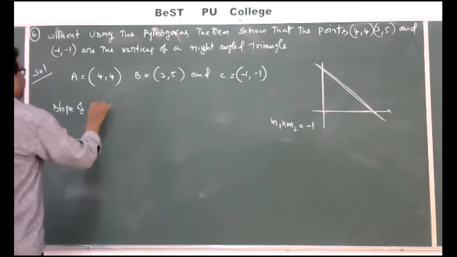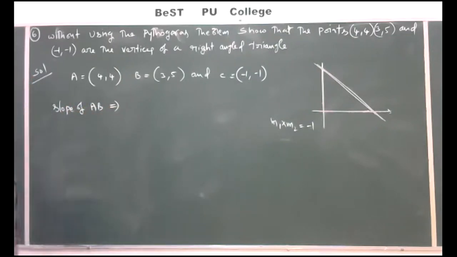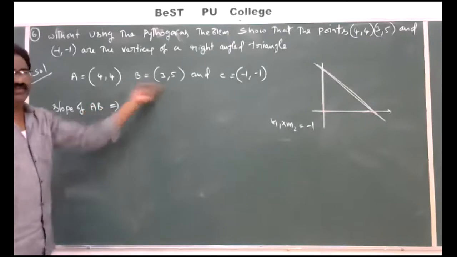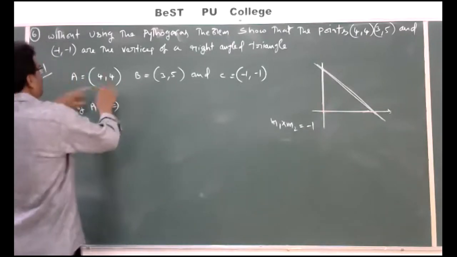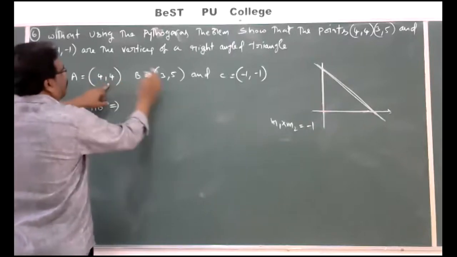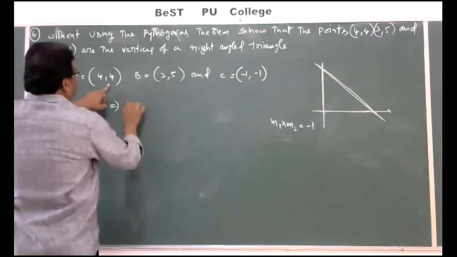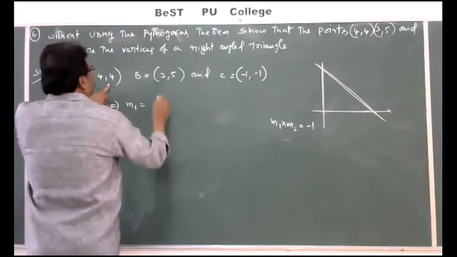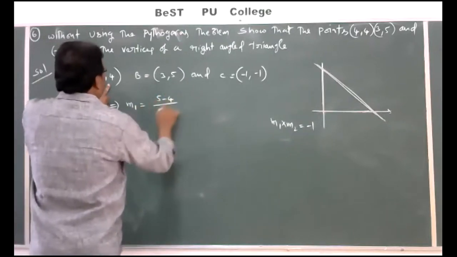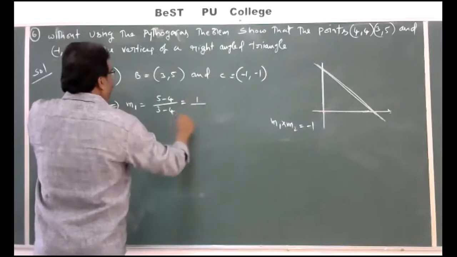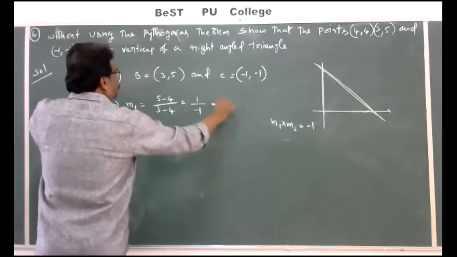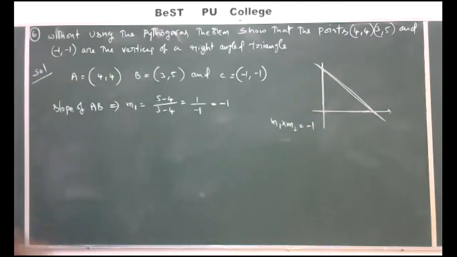Slope of AB: apply the formula for these two points. What is the formula? y2 minus y1 over x2 minus x1. You consider this is x1 y1 and this is x2 y2. That is m1 is equal to (5 minus 4) by (3 minus 4). That is 1 by -1, that is -1. Slope of AB.